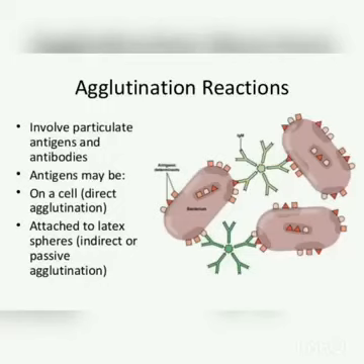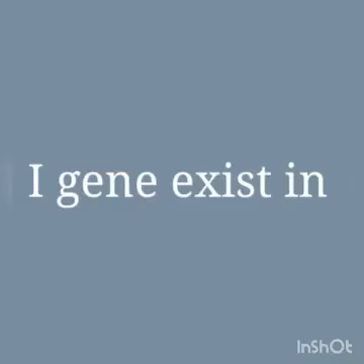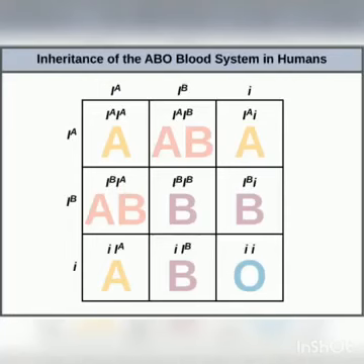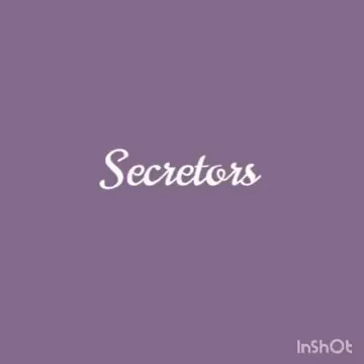So what is agglutination? When two different blood groups are mixed, agglutination, that means clumping together of erythrocytes, that is RBC, occurs. So the I gene exists in three allelic forms, IA, IB and IO. IA specifies the A antigen, IB determines the B antigen, and IO allele specifies no antigen. Individuals who possess these antigens in their fluids, such as saliva, are called secretors. Because saliva is secreted in our mouth, they are called secretors.